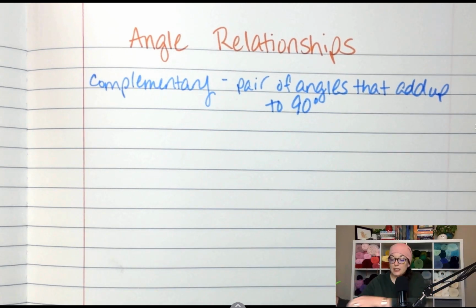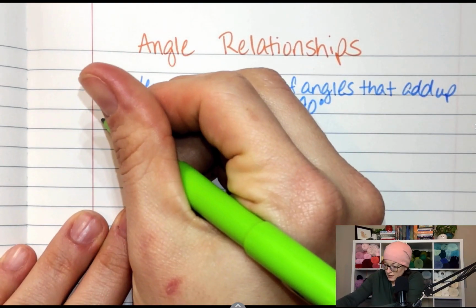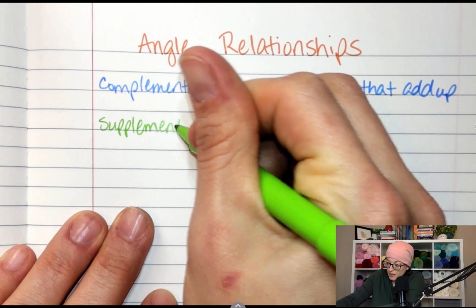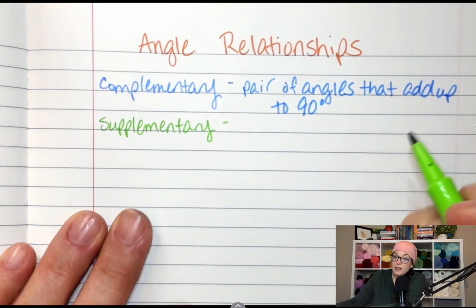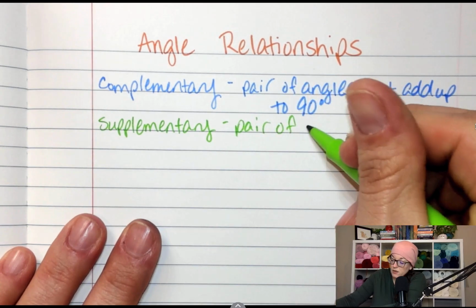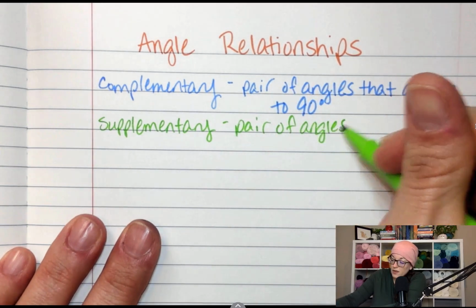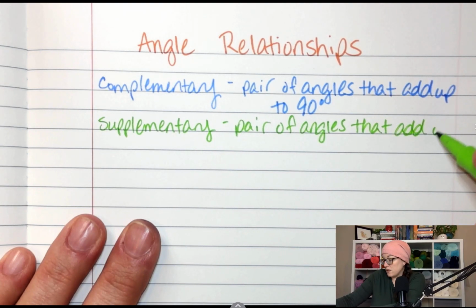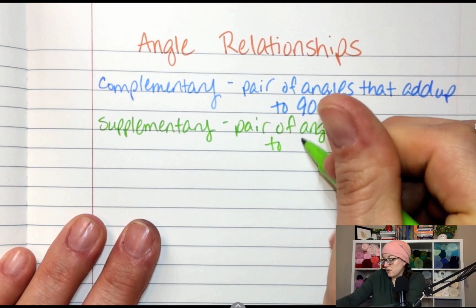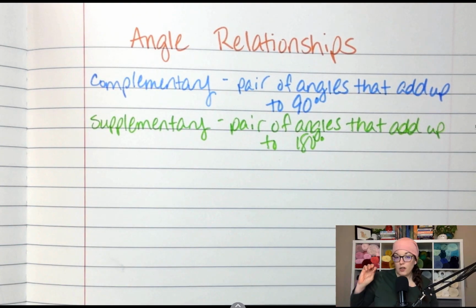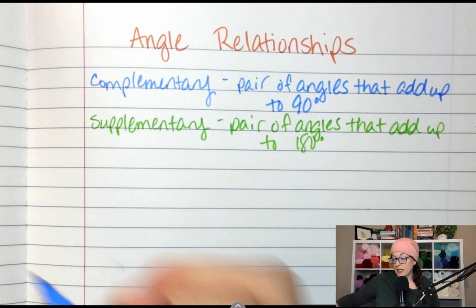The other one is supplementary. Supplementary are a pair of angles that add up to 180 degrees. There's a trick that we use to remember complementary versus supplementary.